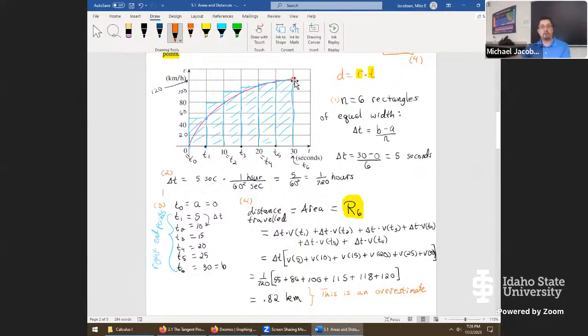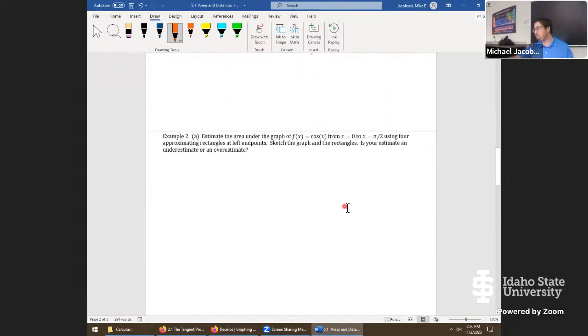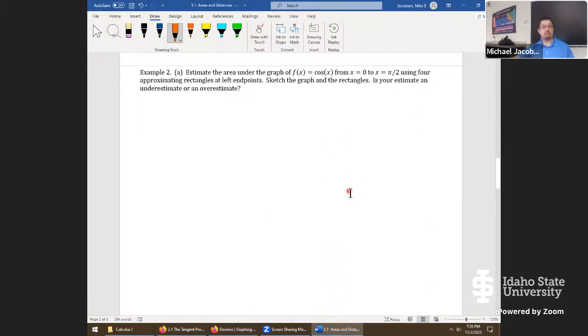If you can estimate with right endpoints, you can do it with left endpoints. And sometimes people do both estimates, average them, because oftentimes one is an overestimate and the other is an underestimate. But what we'll do on this next problem is we'll just do the left endpoint rule. It says estimate the area under the graph of f of x equals cosine x from x equals 0 to x equals pi over 2 using 4 approximating rectangles at left endpoints. So right from here, this tells us how we're going to calculate.